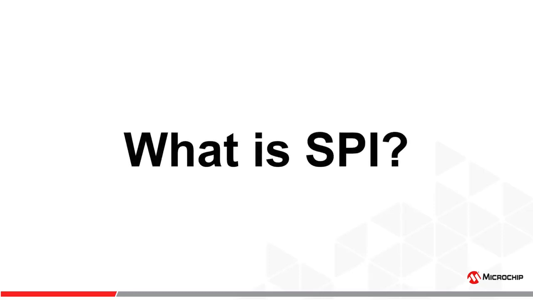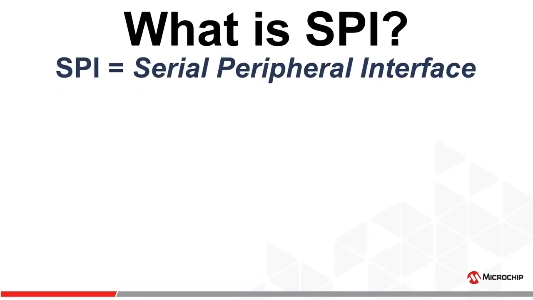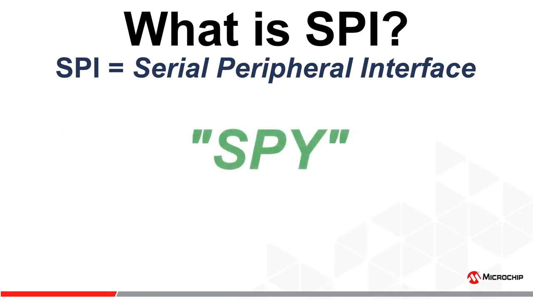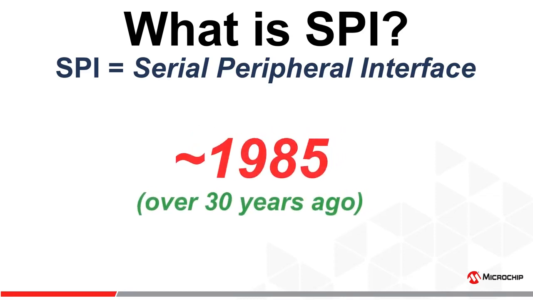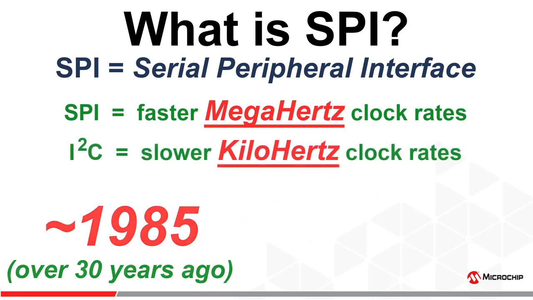So what's SPI? SPI is an acronym for Serial Peripheral Interface. Hardware folks will refer to the interface as S-P-I. Software folks will tend to say "spy". SPI was created in the mid-1980s to address the need for faster throughput speed over the existing I2C protocol.